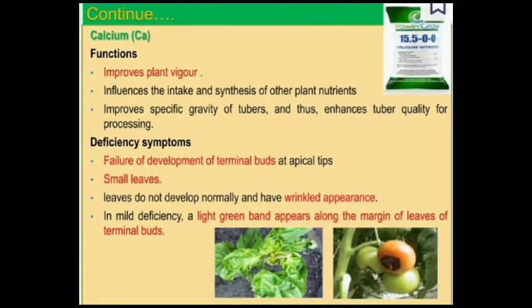Then calcium function: improves plant vigor, influences the intake and synthesis of other plant nutrients, improves specific gravity of tubers, and thus enhances tuber quality for processing. Deficiency symptoms: failure of development of terminal buds at apical tips, small leaves. Leaves do not develop normally and have wrinkled appearance.